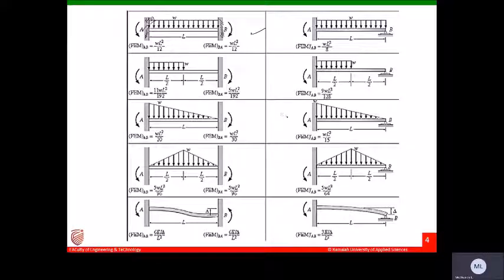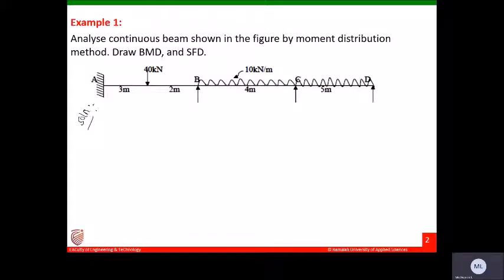Now for fixed beams with UDL, it is plus WL square by 12 and minus WL square by 12, as given. Like this. Now by using these standard cases, let us find out the fixed end moments one by one.